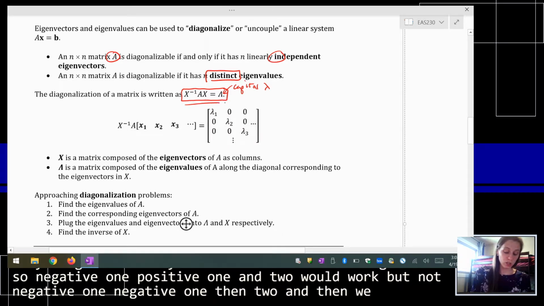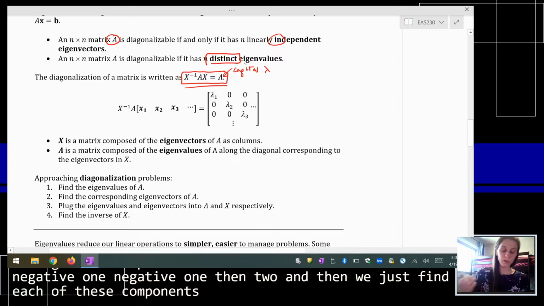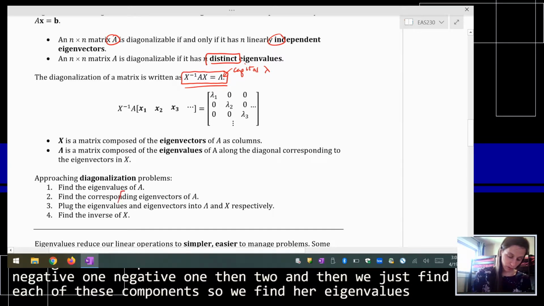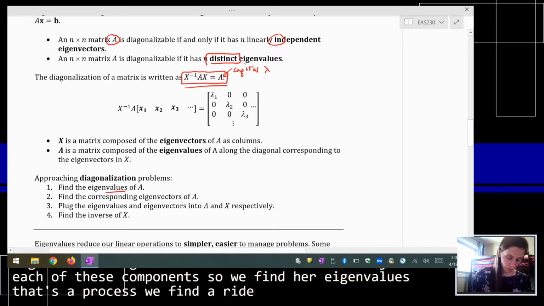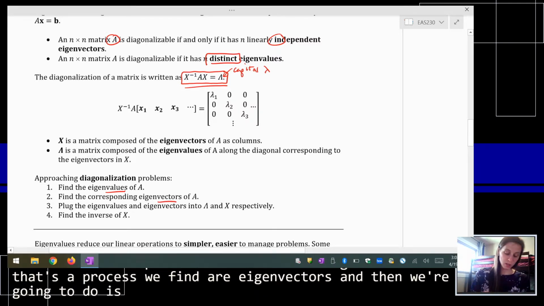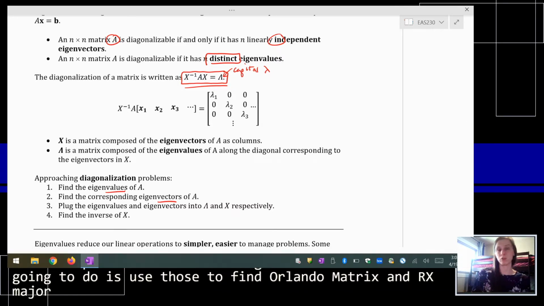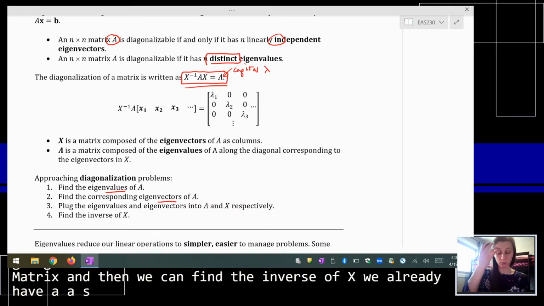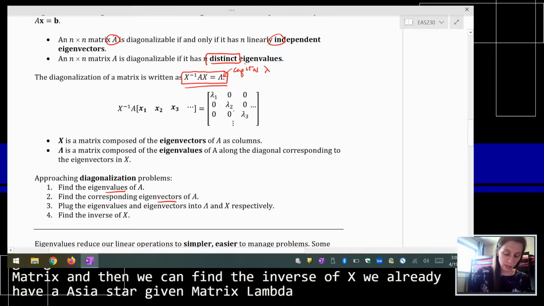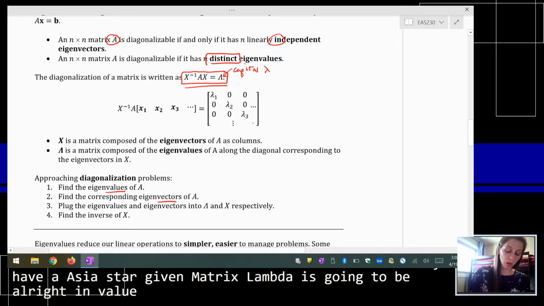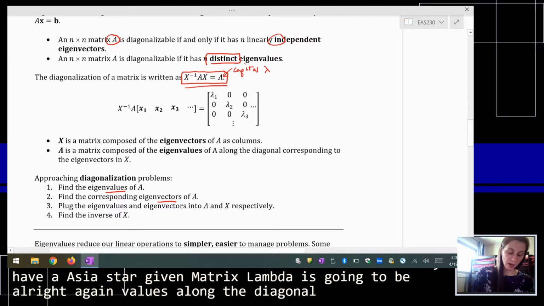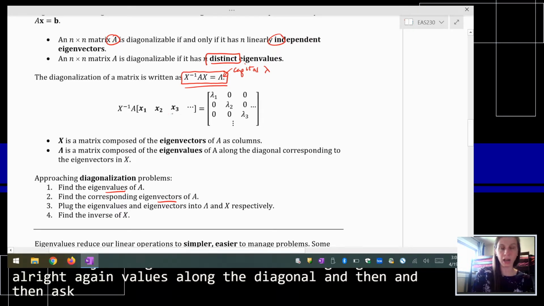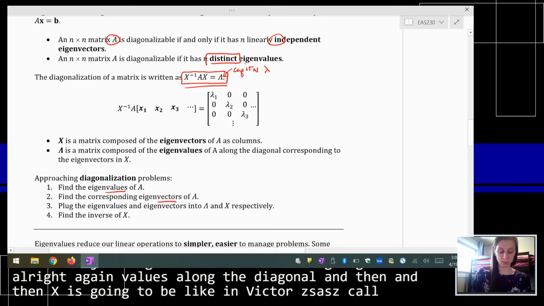And then we just find each of these components. So we find our eigenvalues. That's our process. We find our eigenvectors. And then we use those to find our lambda matrix and our x matrix. And then we can find the inverse of x. We already have A. A is just our given matrix. Lambda is going to be our eigenvalues along the diagonal. And then x is going to be our eigenvectors as columns.